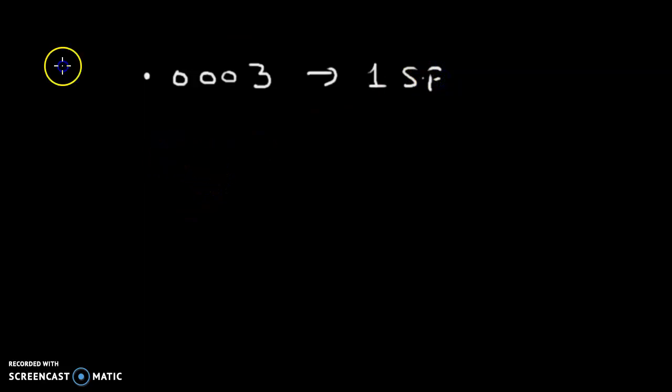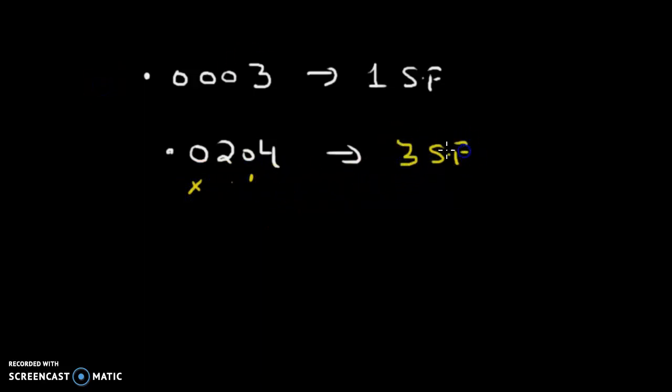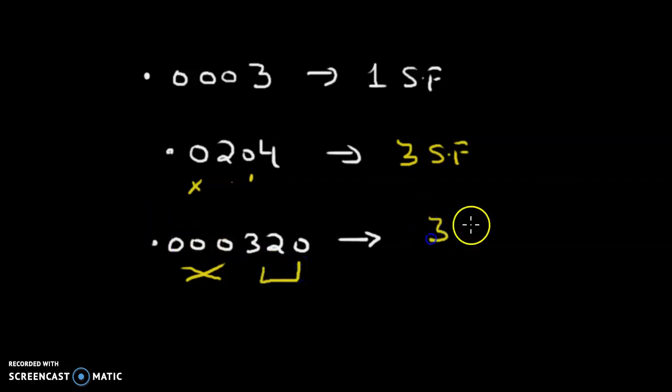Okay, if I ask you what is this 0204, how many significant figures are there? Leading zeros are never significant, but this is the 0 between two non-zeros, so 3 significant figures. Okay, if I ask you another like 0.0000320, how many significant figures are there? Leading zeros are never significant. But zeros after non-zero are significant only when they come after decimal. So here there are 3 significant figures. Okay, can you feel that?